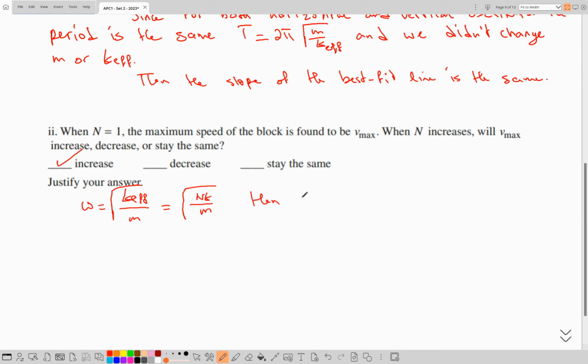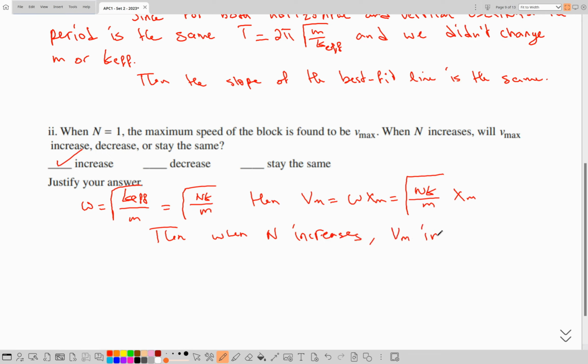Then we know that the maximum speed is given by omega times the maximum position, and that would be the square root of nk divided by m multiplied by xm. Let me write this properly. Which means then when n increases, Vmax increases because Vmax is proportional to radical n.